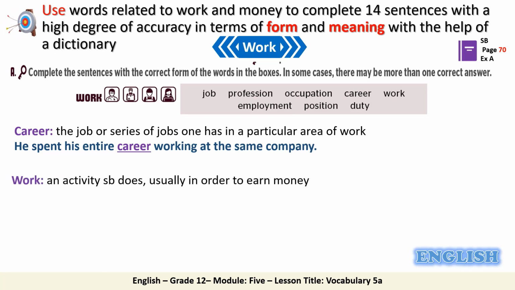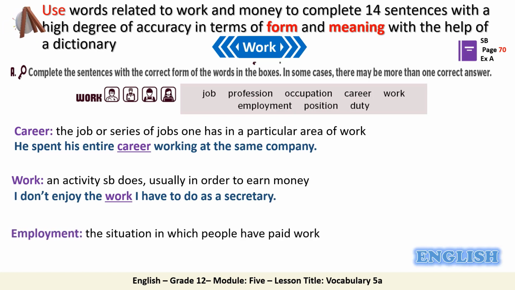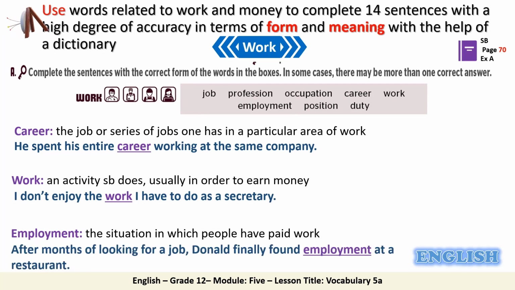Then, work, which is an activity somebody does, usually in order to earn money. For example, I don't enjoy the work I have to do as a secretary. Then, employment, which is the situation in which people have paid work. For example, after months of looking for a job, Donald finally found employment at a restaurant.